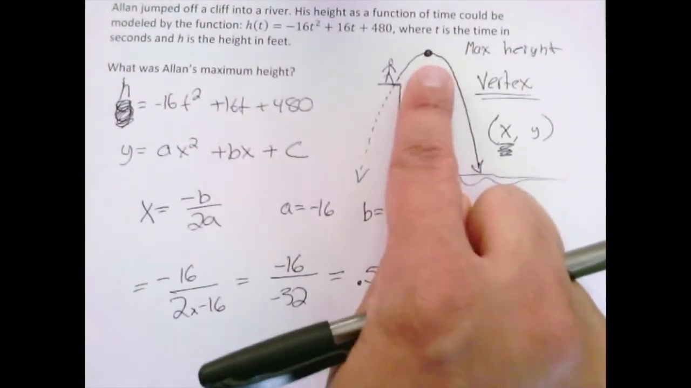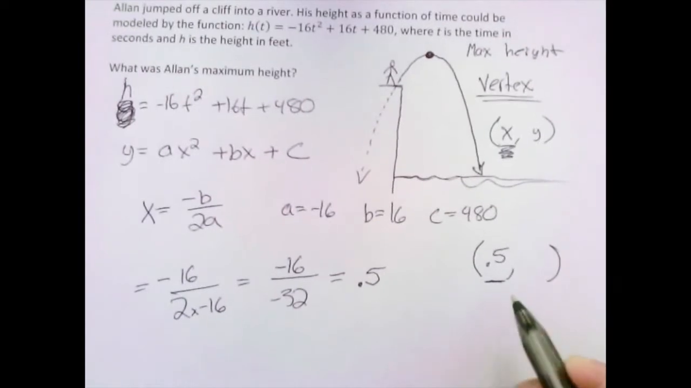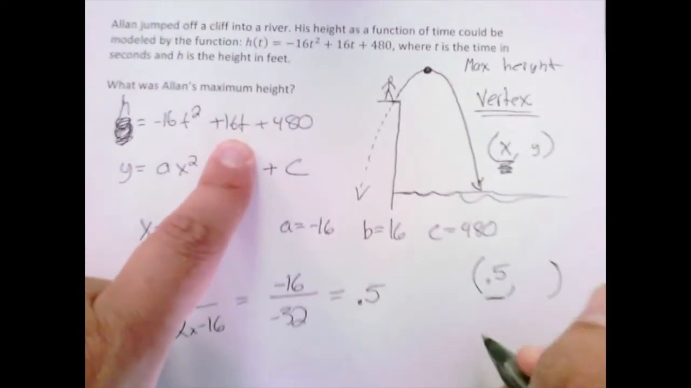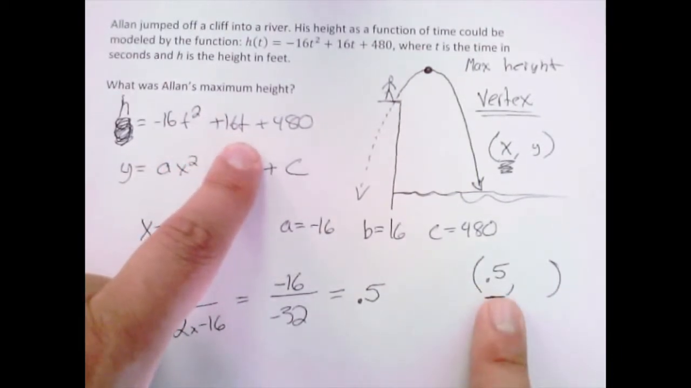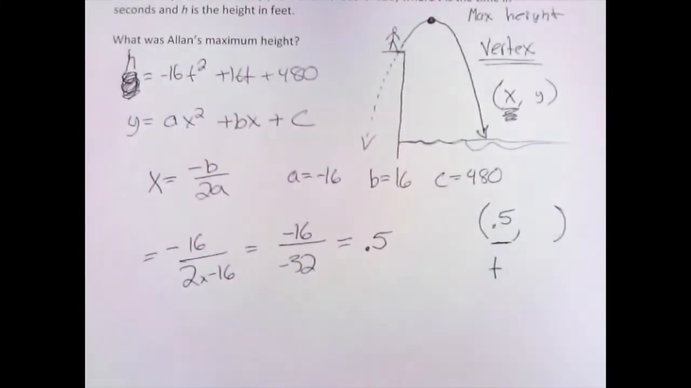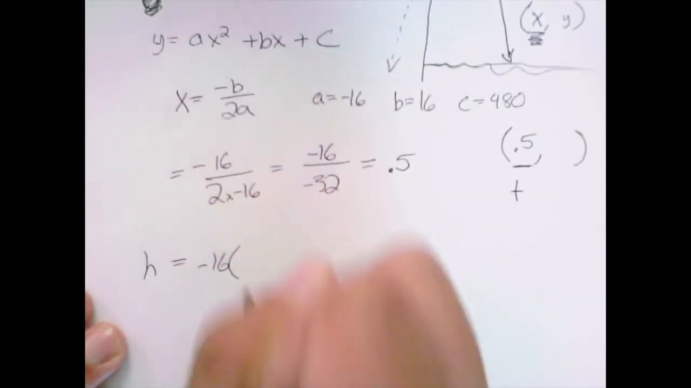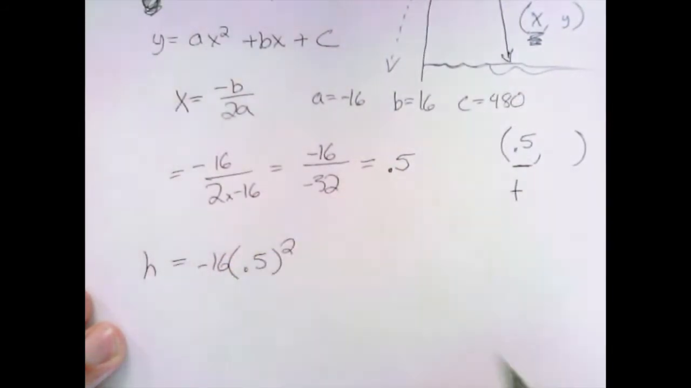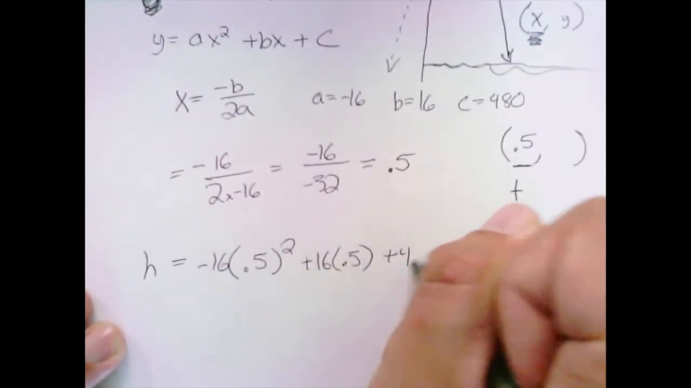But let's get complete and full information here. I want to know the complete vertex of this quadratic application. If I have one piece, I can figure out the other. This piece right here is 0.5, which is in the x position, which in our specific problem would be t. So I know t is 0.5. Let's plug 0.5 into this equation and see if we can figure out h. Plugging in, we would have h equals negative 16 parentheses 0.5 squared plus 16 times 0.5 plus 480.